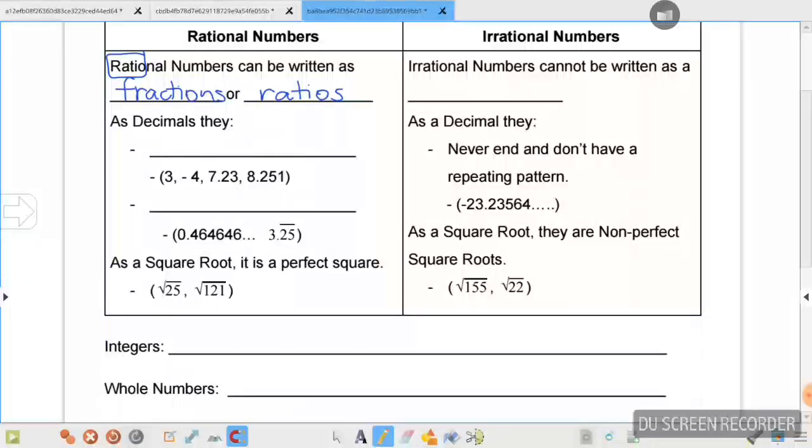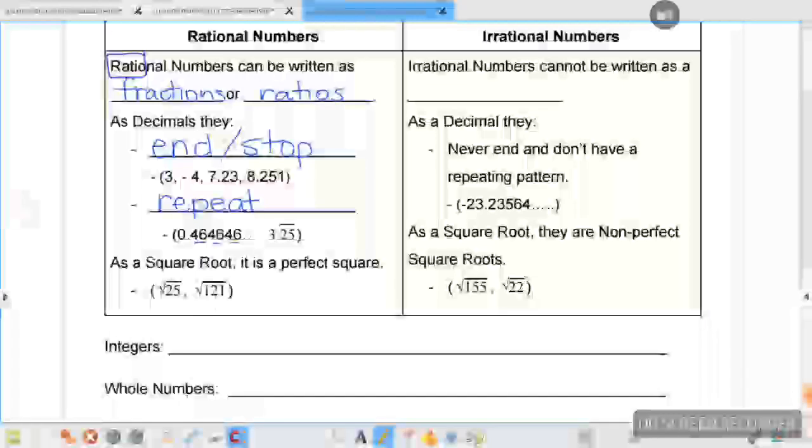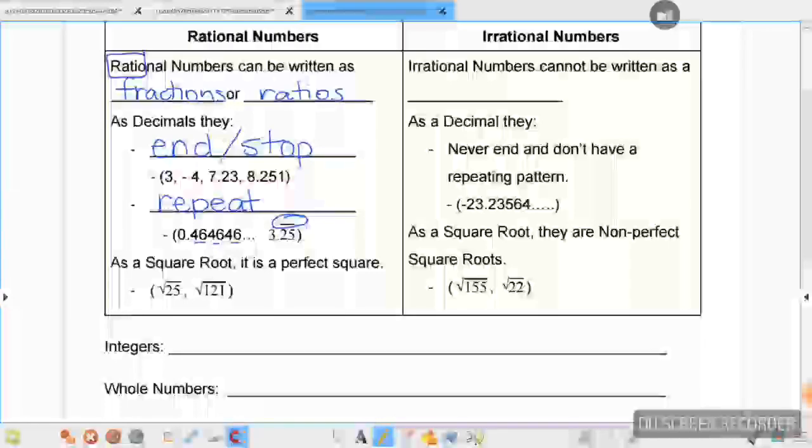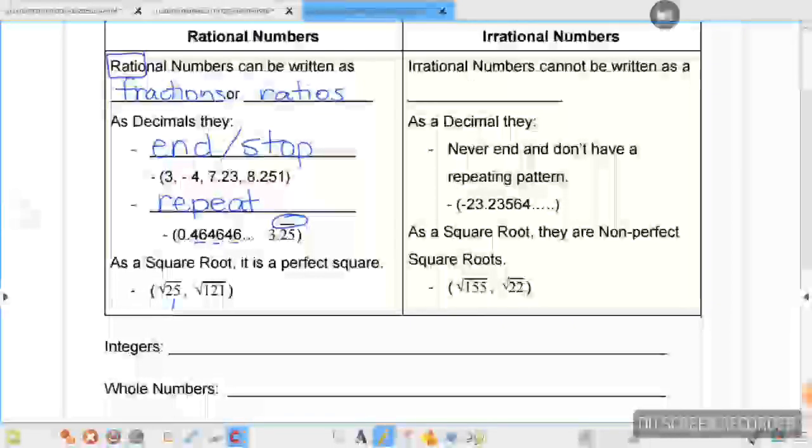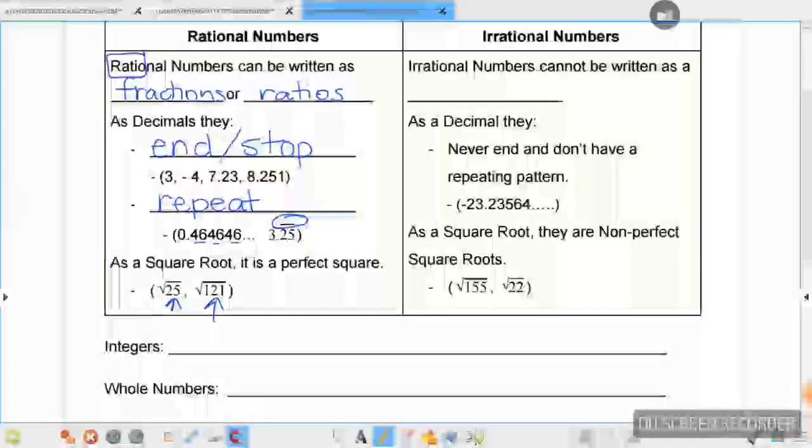As a decimal, they either end, or another way of thinking of that is stop, or they repeat. They have a digit or a set of digits that repeat. And you can see the repeating either by having a set of digits here that repeat with a dot, dot, dot, or with what's called a repetend, or a line over what repeats. As a square root, to be rational, they are perfect squares. So when you take the square root of them, they become whole numbers.